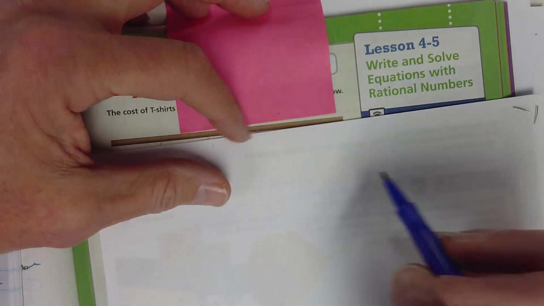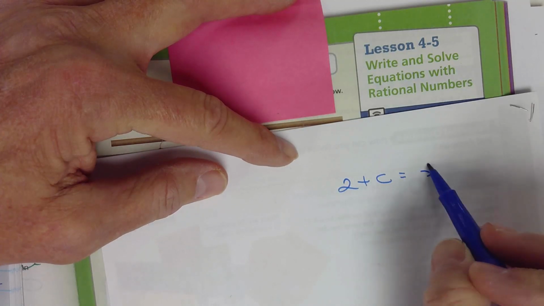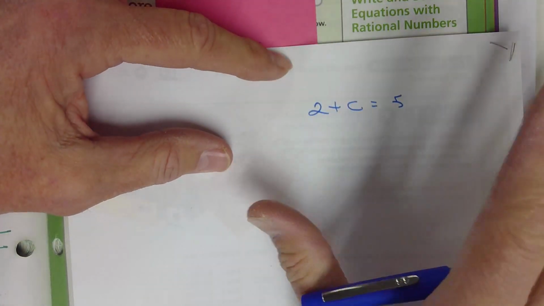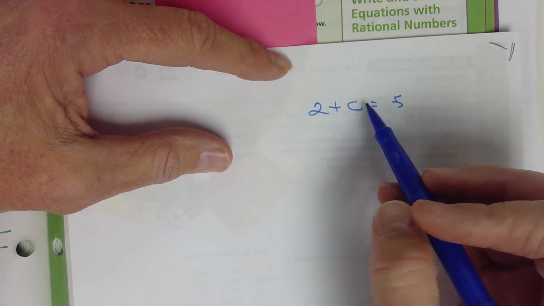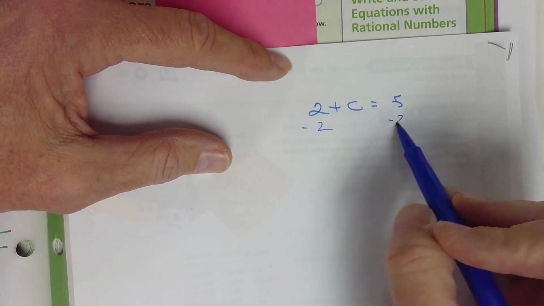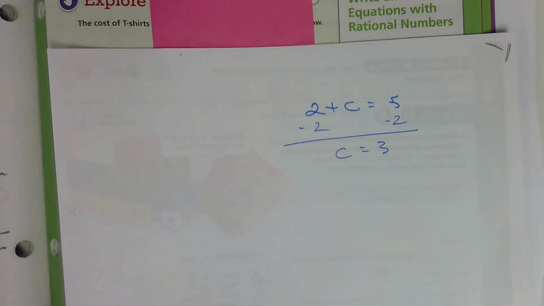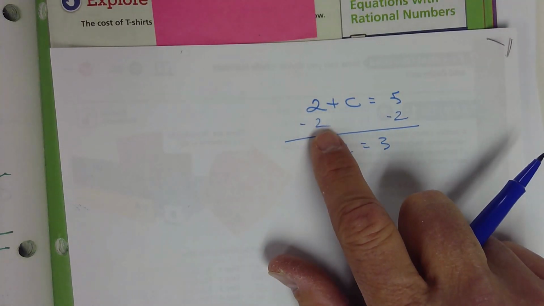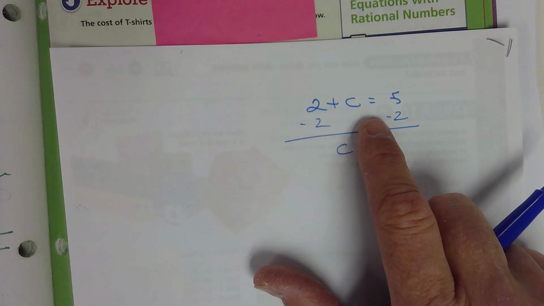So if I wrote something like 2 plus c equals 5, you guys know that. I mean, you know what it is just by looking at it, but the actual process would be that you would get c by itself. So you're going to subtract 2 on each side of the equation. You're left with c equals 3. You guys know how to do that. So you do the opposite. If it's addition, you do subtraction. If it's subtraction, you do addition.